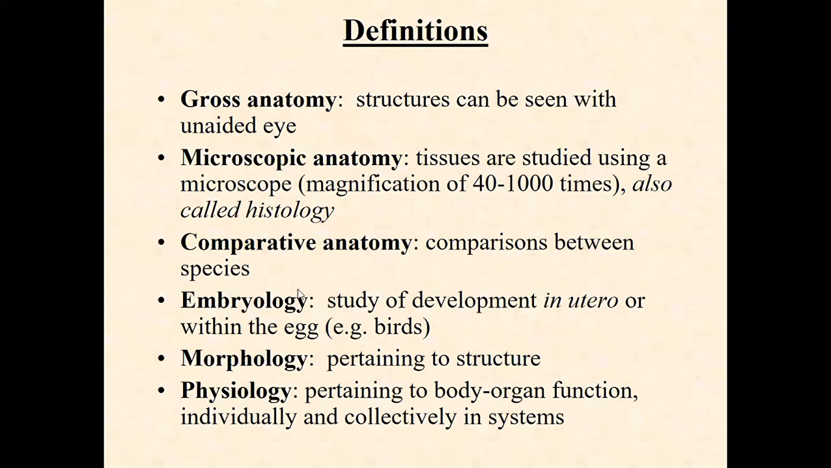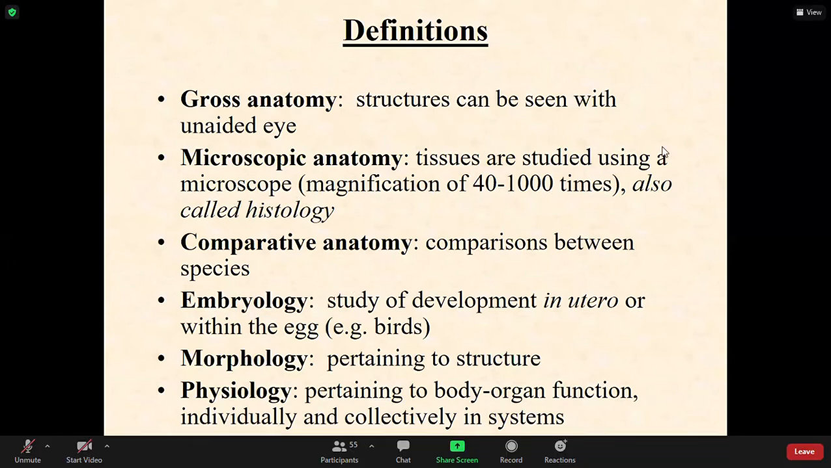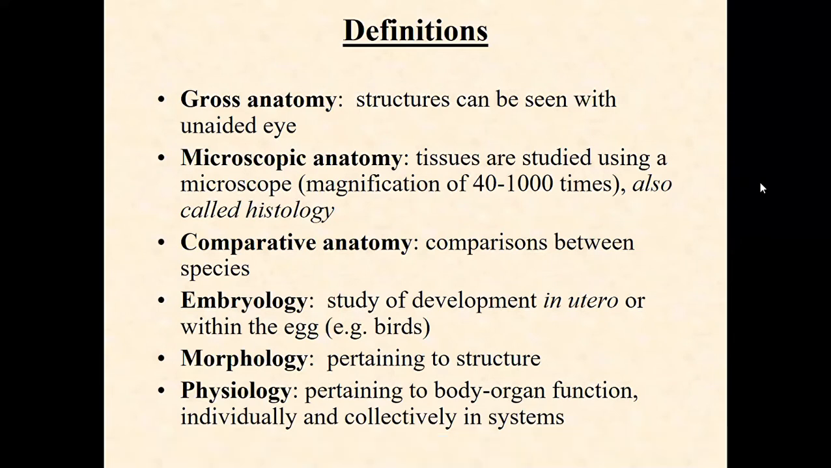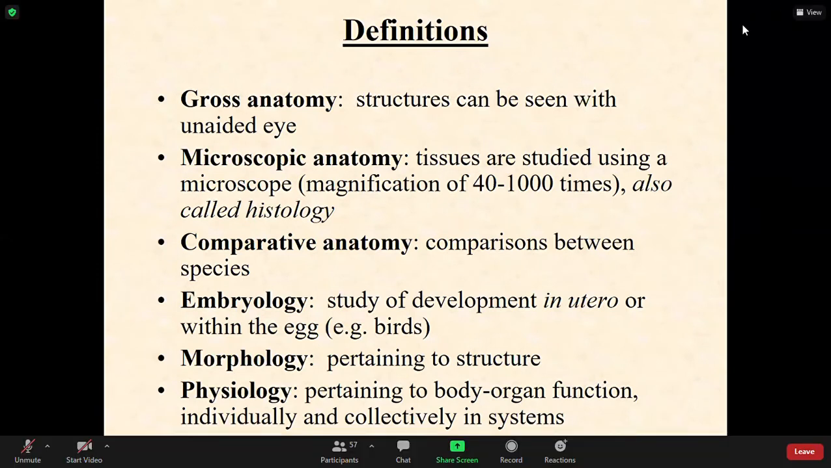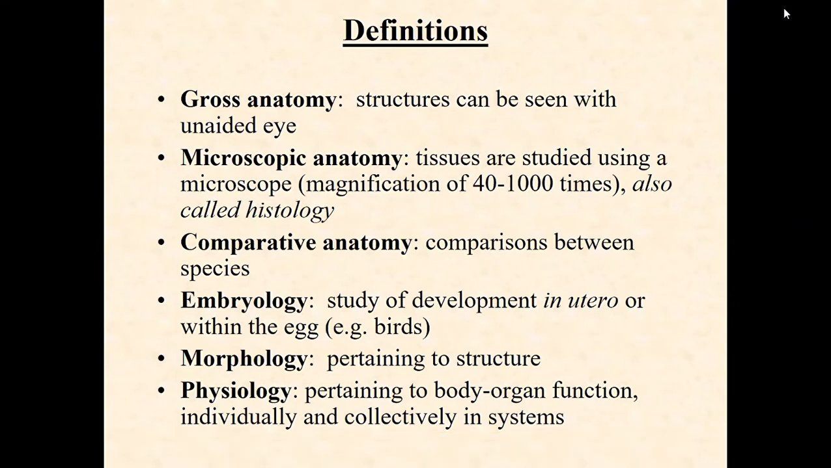Tissues are studied using a microscope, so magnification of between 40 to 1,000 times. This can also be referred to as histology. Comparative anatomy is a comparison between two specimens. Embryology is the study of development in utero or within the egg, i.e., birds, what we did in the birds lab, studying the inside of the egg.